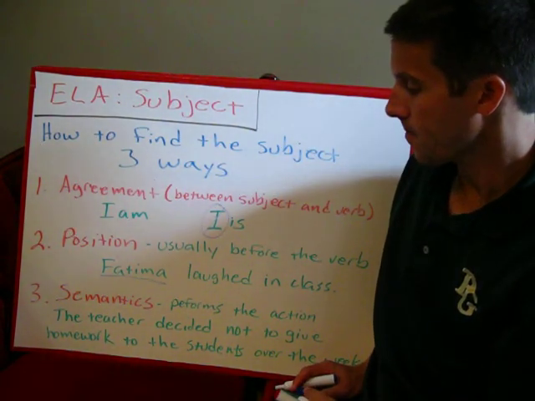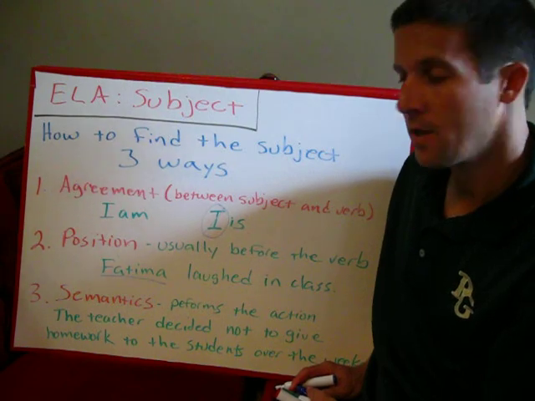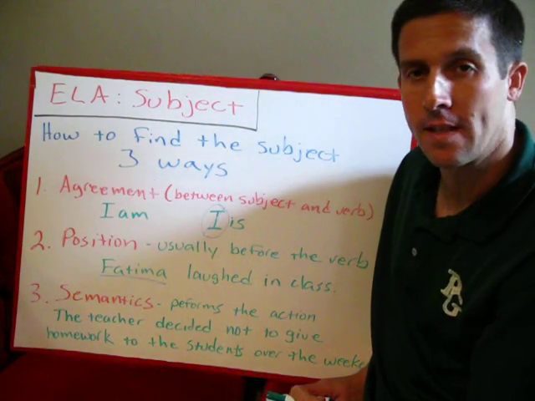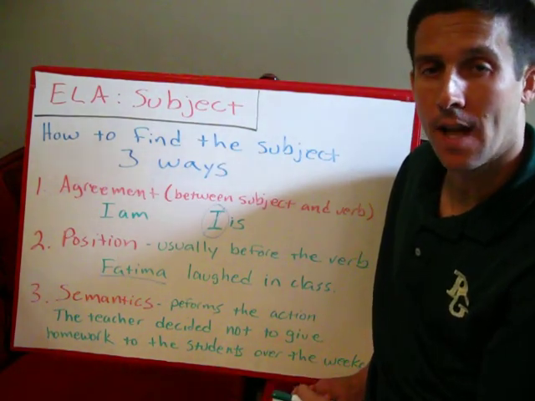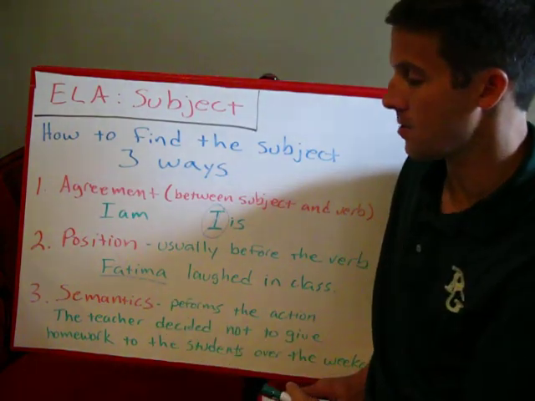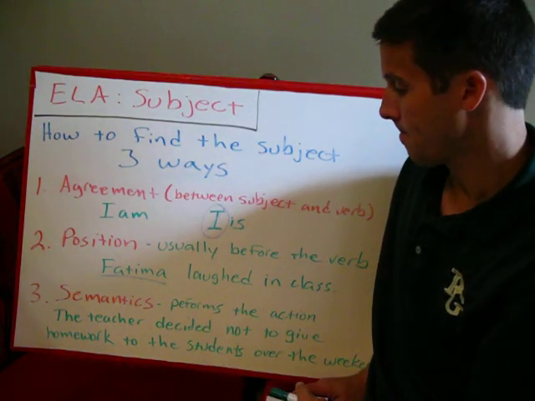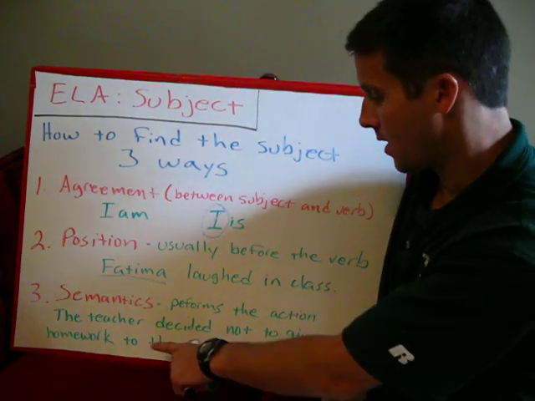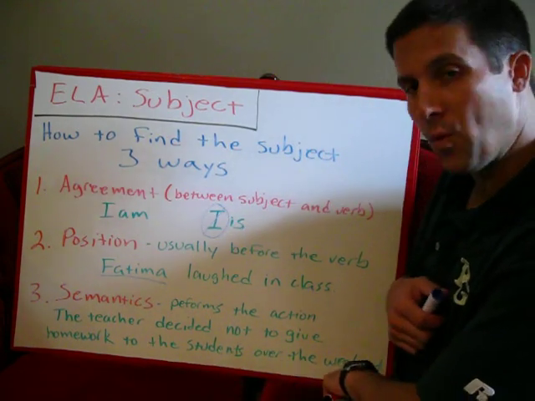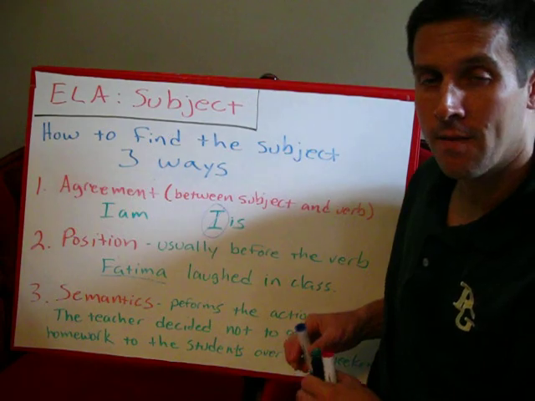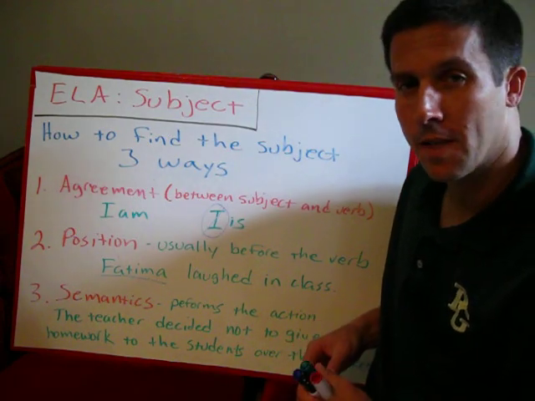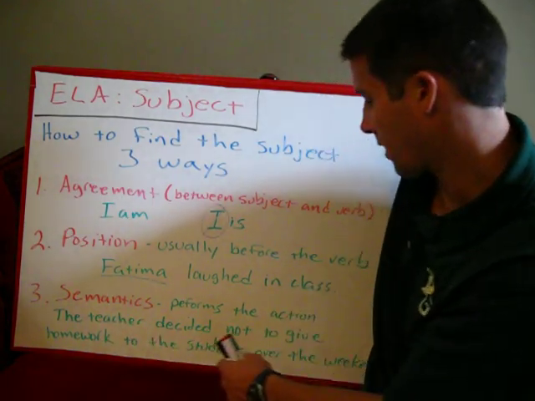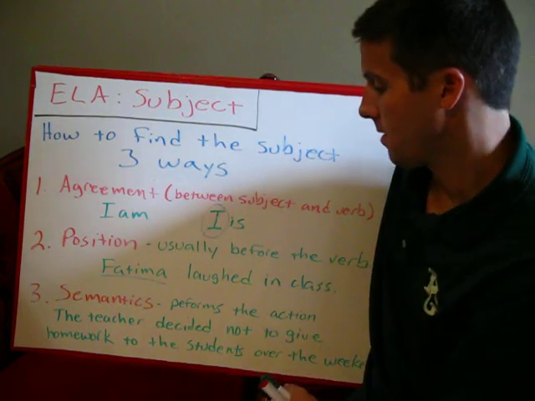The third way is called semantics, which is basically figuring out who is performing the action in the sentence. And if you can figure that out, most likely, based on the semantic role of the subject, you will have found the subject. Okay, let's look at this sentence. The teacher decided not to give homework to the students over the weekend. Again, a lot of nouns, possibly other subjects. Okay, weekend, students, homework, and teacher.